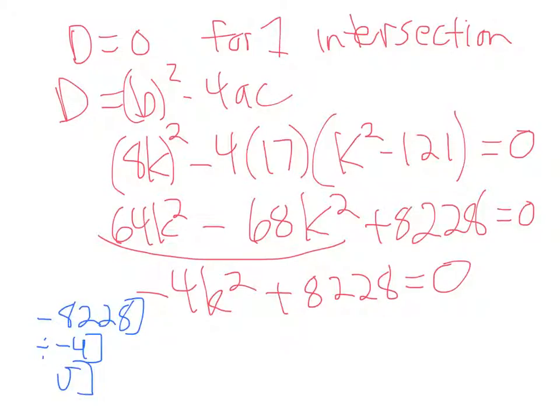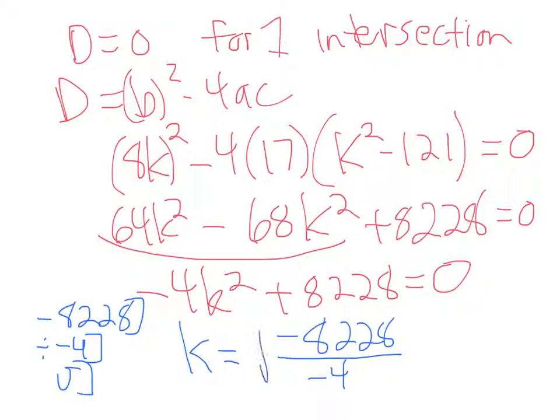So I can immediately go to my answer and know that k is going to equal: the first thing is negative 8,228, the second thing is to divide by negative 4, and the last thing is to square root. And we know we'll have the plus and minus cases. So in this case, k equals plus and minus 45.4. So the y-intercept on that line, if it's 45.4, with a slope of 4, will be tangent.